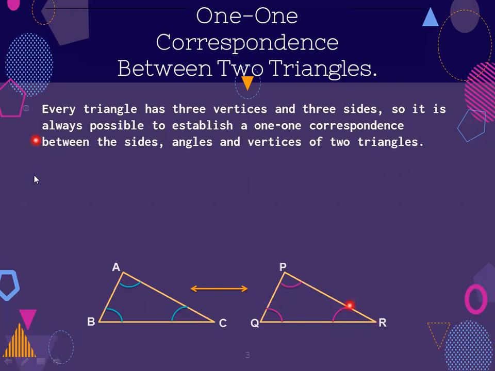Look here. Any triangle in the world has three vertices. Three vertices means the joining points where the lines meet each other. So here this is vertex number one, this is vertex number two, and this is vertex number three. Okay, three vertices and three sides. This is side AB, BC, and CA. Similarly, PQ, QR, and PR. So in every triangle you have three vertices and three sides.